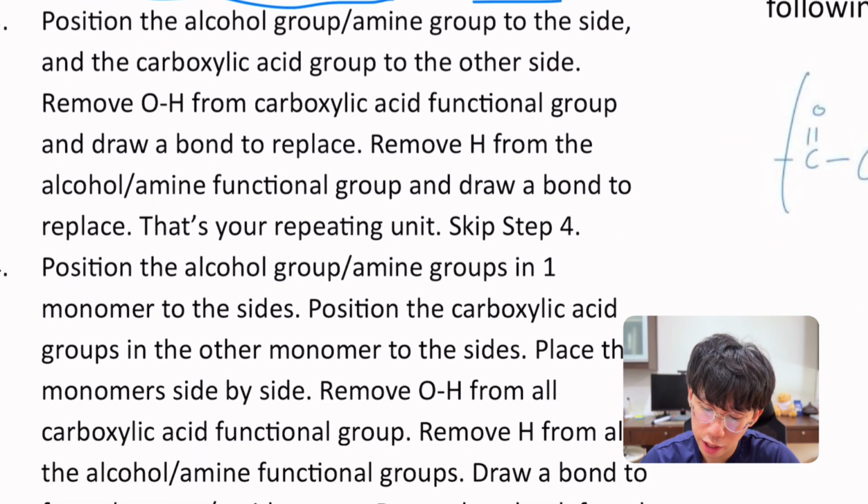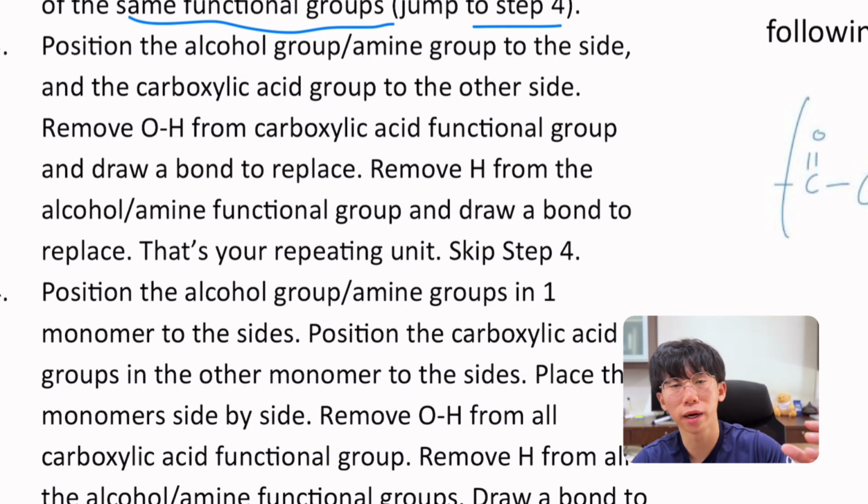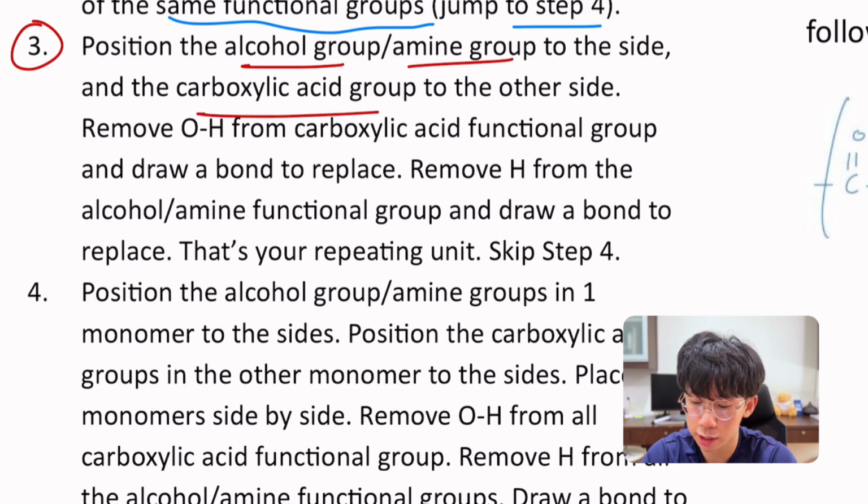So, if it has both the necessary functional groups, for example, this monomer has both the alcohol and the carboxylic acid functional group for the polyester, then you will look at step 3, where you want to position the alcohol group or the amine group to the side and the carboxylic acid group to the side, and you want to just do the ester reaction or the amide reaction to form the ester and amide group. Once that's done, you can draw that bond, and that will show your repeating unit.